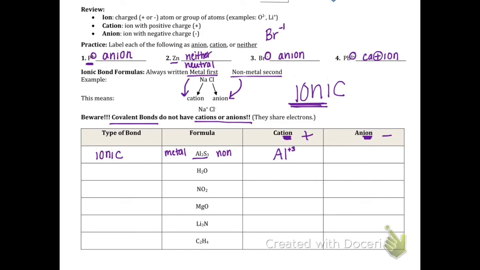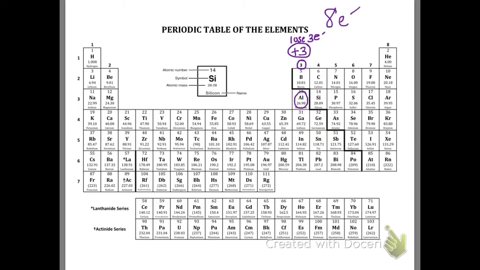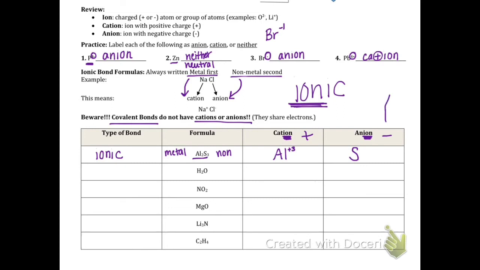The anion is sulfur, so we're going to write an S. Now looking at your periodic table here, sulfur is right here. It has 6 valence electrons. And you ask yourself, if I want 8, should I lose 6 or gain 2? Well, it's easier to gain 2. Now, if you gain 2 negatives, you're going to have a negative 2 charge because you have 2 more negatives than positives. So you're going to go back here and write negative 2. And that's your cation and your anion.